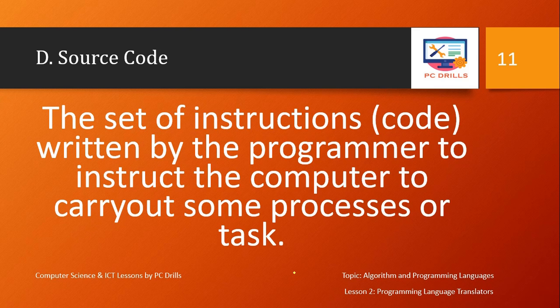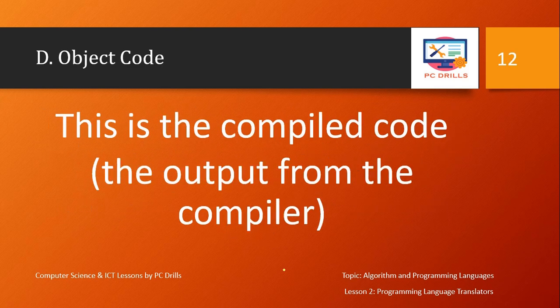It is simply the set of instructions written by the programmer to instruct the computer to carry out a task or a process. So what you want the computer to accomplish, and you're giving it the commands, it means you are writing the source code. You tell the computer, read this, display this, add this, subtract this, and so on. You are writing the source code. The computer will not be able to understand the source code. You need to translate it into a way that the computer understands. And that is where the object code comes into play. Sometimes we call it object code, byte code, or any other word.